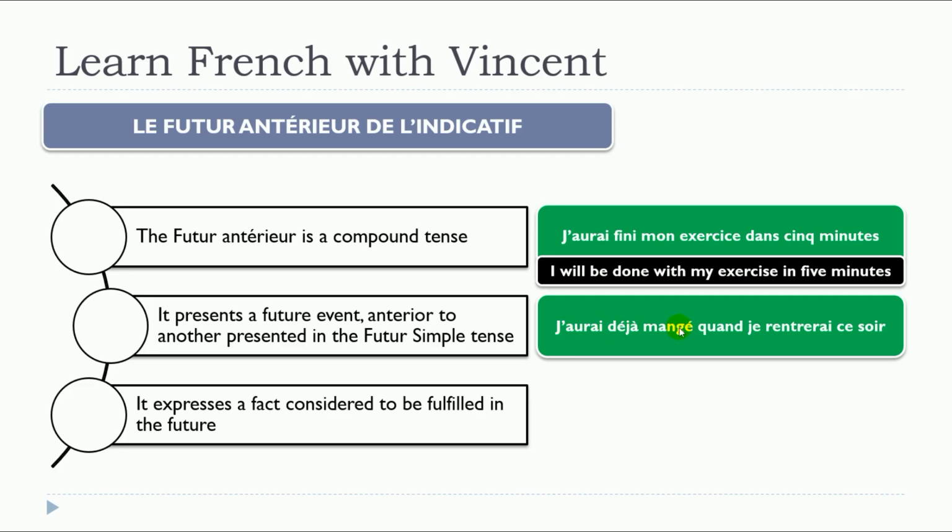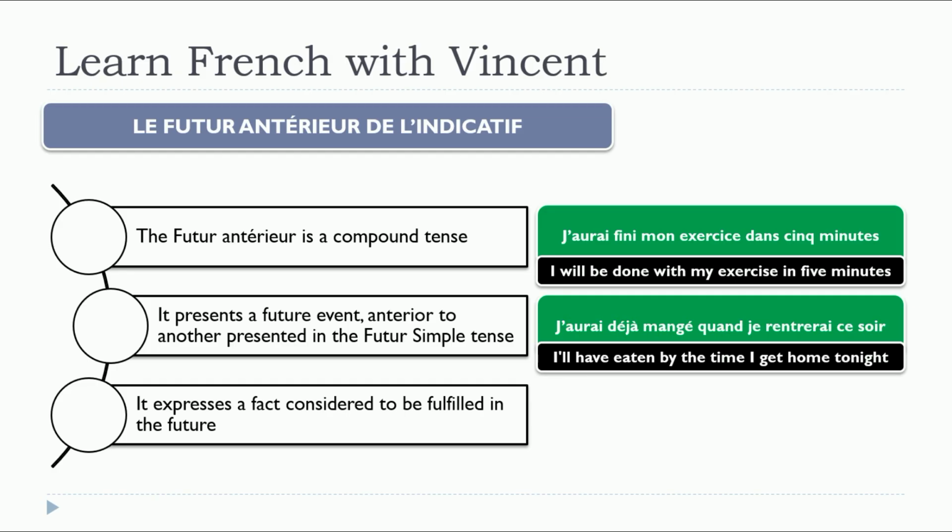J'aurai déjà mangé quand je rentrerai ce soir. And this is where you can see this concept of anteriority. So, j'aurai déjà mangé. It's something that will happen in the future, but it will be the first thing that will happen in the future. Then, the second thing that will happen after, je rentrerai ce soir.